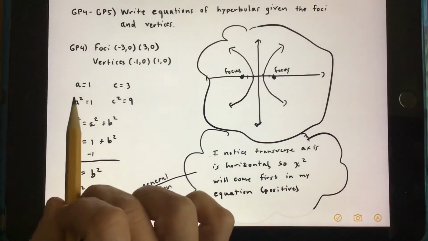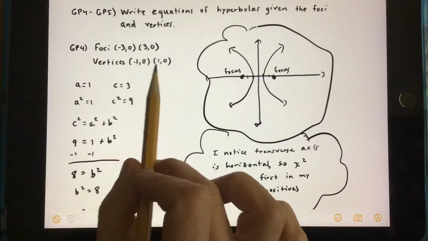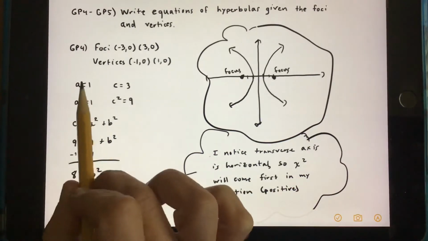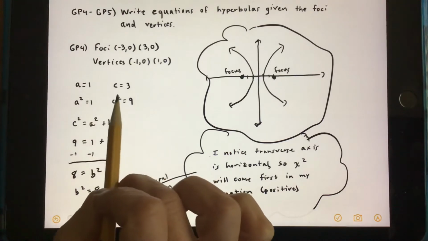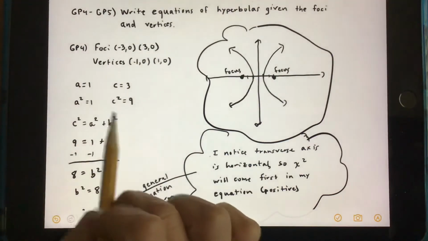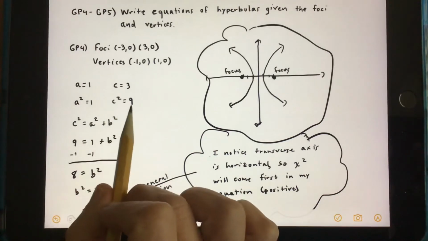So my vertices here at (-1, 0) and (1, 0), and that means my a is 1. A squared then also would be 1, because 1 times 1 is 1. My c, given to me in my foci up here, c is 3. I'm going to square that 3 and get 9. So c squared is 9.